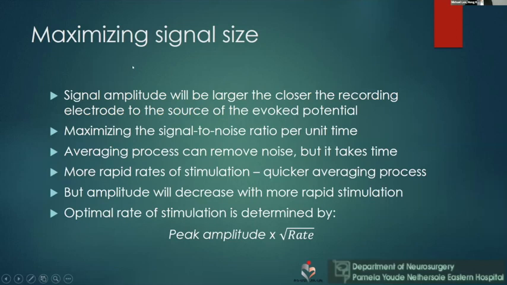So this explained how you maximize the signal size. Of course, if the electrode is closer to the source, you can improve the signal size. You can maximize the signal to noise ratio per unit time. More averaging can remove noise, but it takes time. And if you have a more rapid rate of stimulation, then you can obtain the averaging quicker.